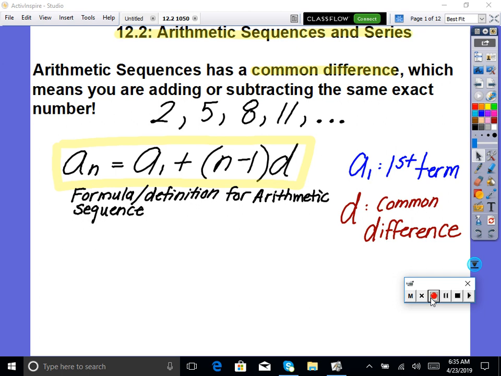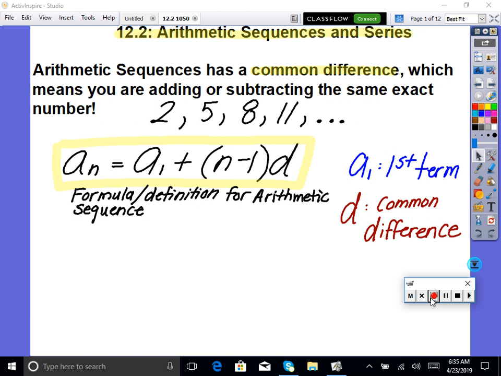So an arithmetic sequence has what's called a common difference. So they're going to be using subtraction, not addition here. In a sense, you'll see what I mean. Which means that from one term to the next, you are adding or subtracting the same number each time. If it's arithmetic, it has to be adding or subtracting the same number every single time.